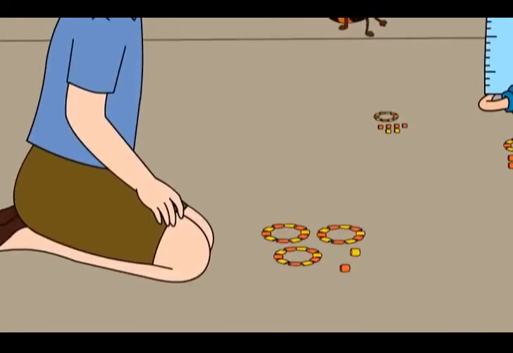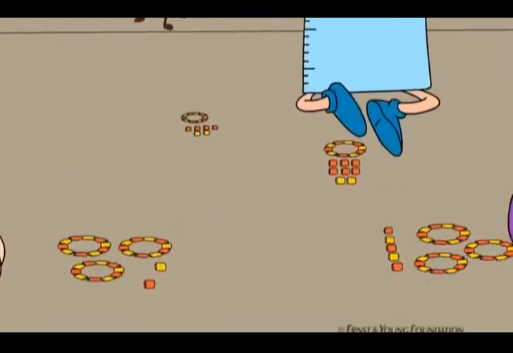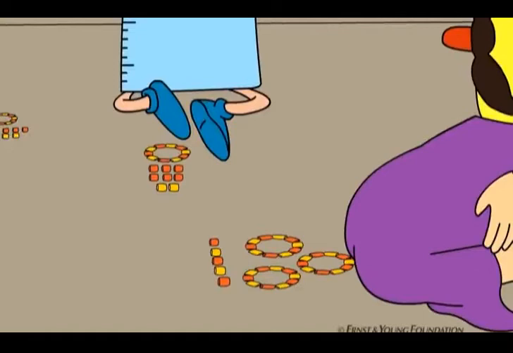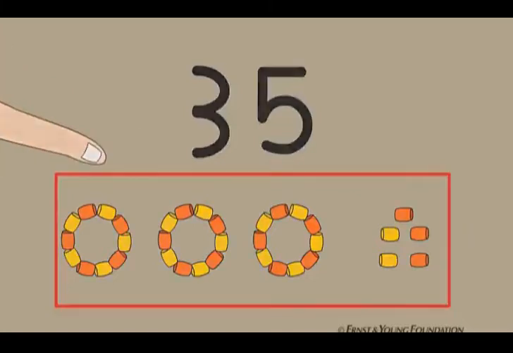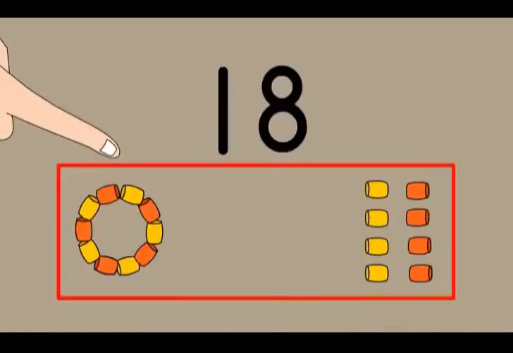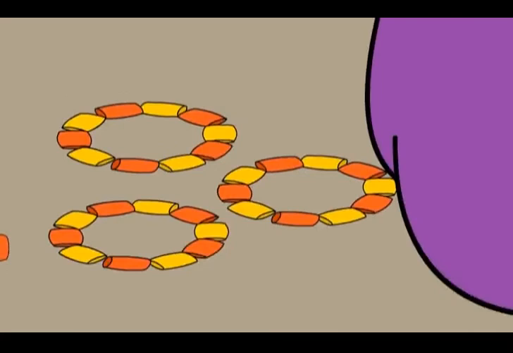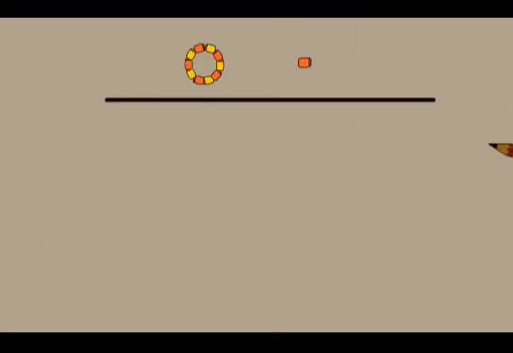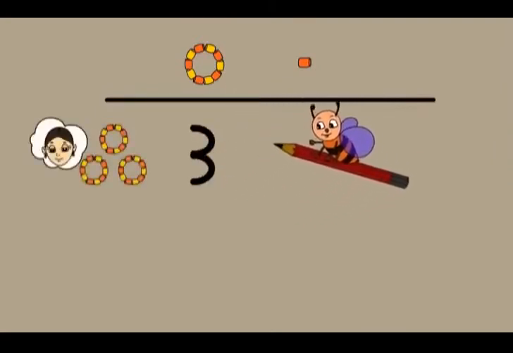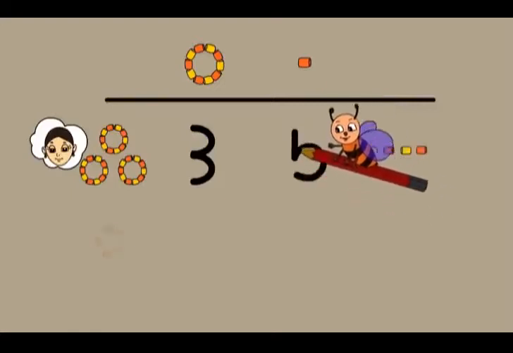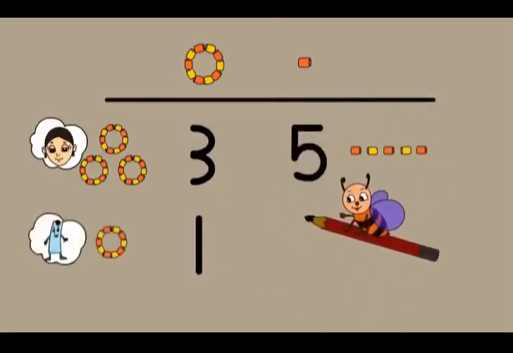Now let's see how many beads Meenu has. Meenu has 35 beads and Futta has 18 beads. So Meenu has more beads than Futta. But how many more beads? Let me find out how many more beads. First, I will write 35 like this, and then I will write 18.